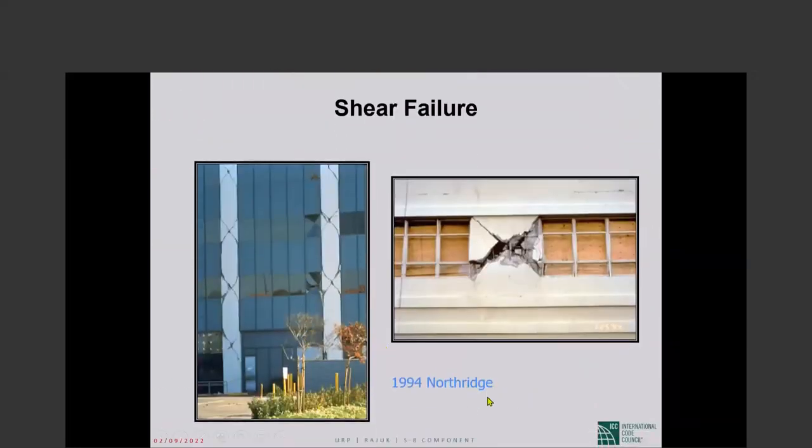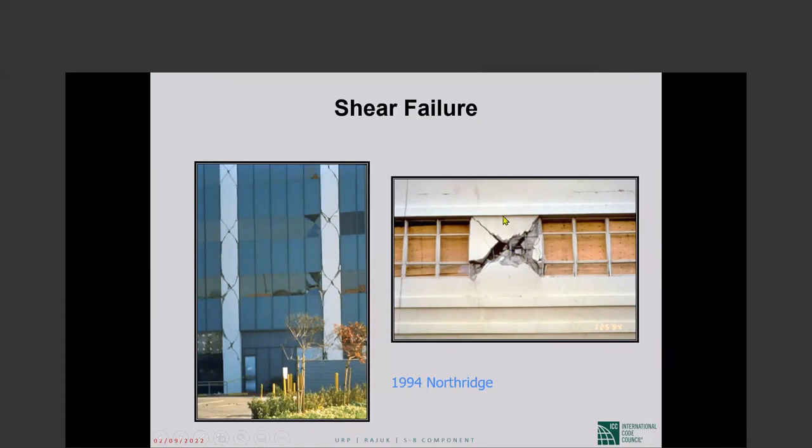This was after 94 Northridge. This was, I forget the Kaiser, I forget the name of the building now. It had an L shape. That was a problem. But every joint, this was another building. The two are different, but the same thing.